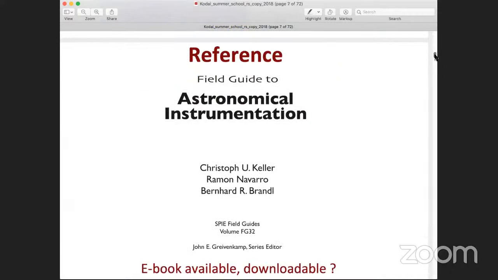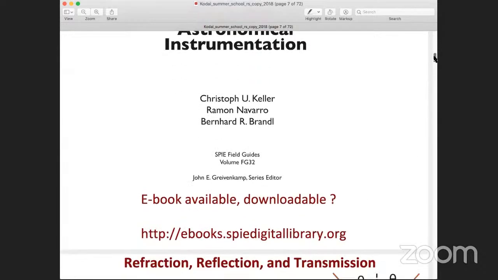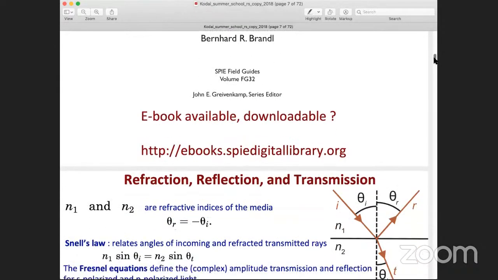For those who are interested in pursuing or just reading more, it's not really a textbook. It's a kind of reference guide for astronomical instrumentation by Christoph Keller, Ramón Navarro, and Brandt. These authors have written this book. It's basically a kind of handbook you can refer to for concepts and formulas; for details you have to go to specific textbooks. This book is probably available for downloading. I'm not very sure. You can go to this website and try, because I am able to download it as I am a member of SPIE. I'm not sure non-members will be able to download it. So let us get started.